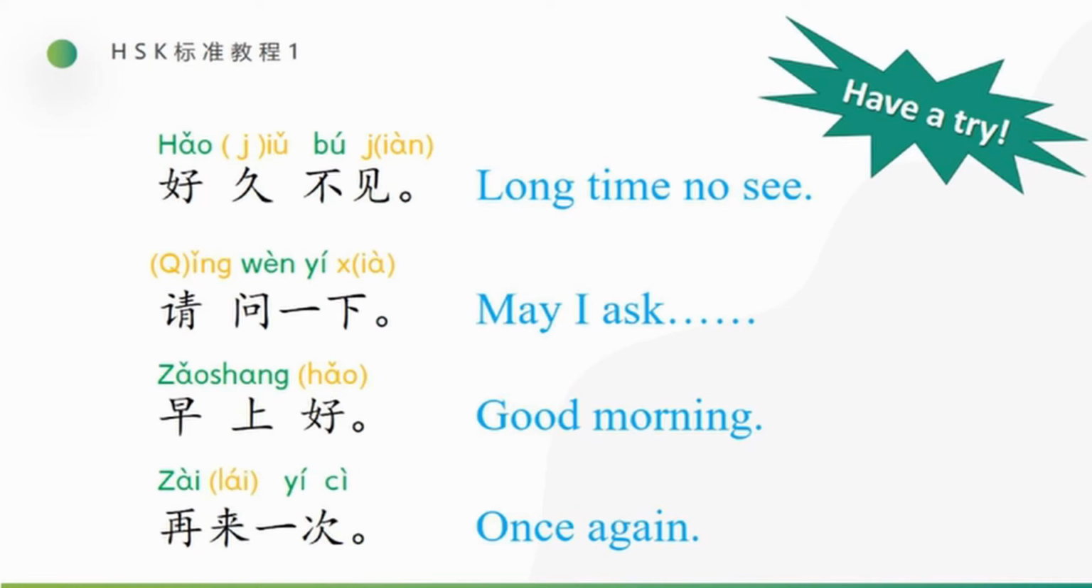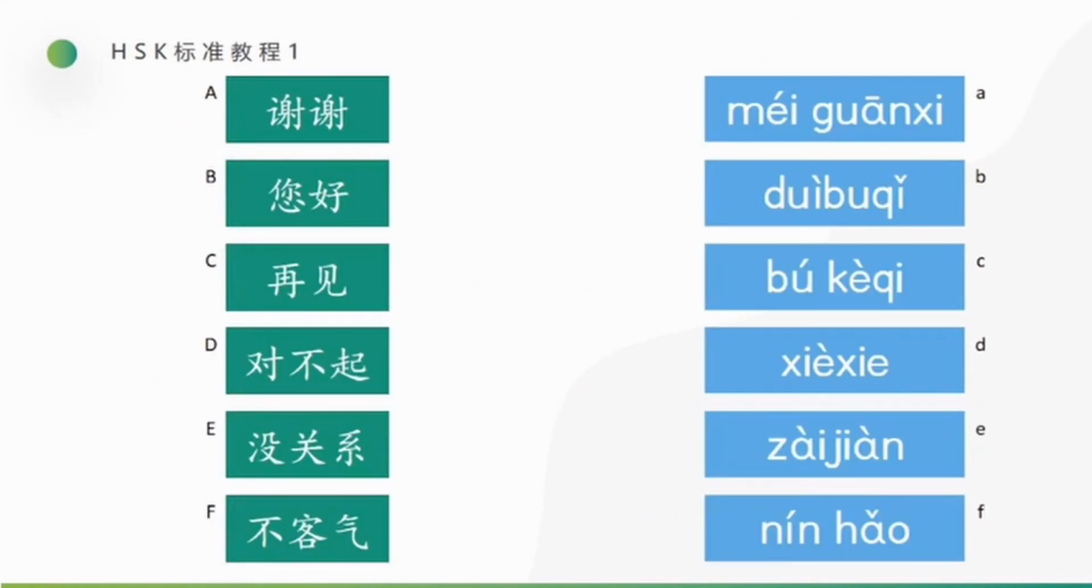Very good. Okay, everyone learned very well. We reviewed the pinyin we learned last time. Now let me check the new words. Okay, please find the correct pinyin. For example, the A. You can type the letters. The first one should be 谢谢, right? You can type it like this. 谢谢. Okay. Next one.